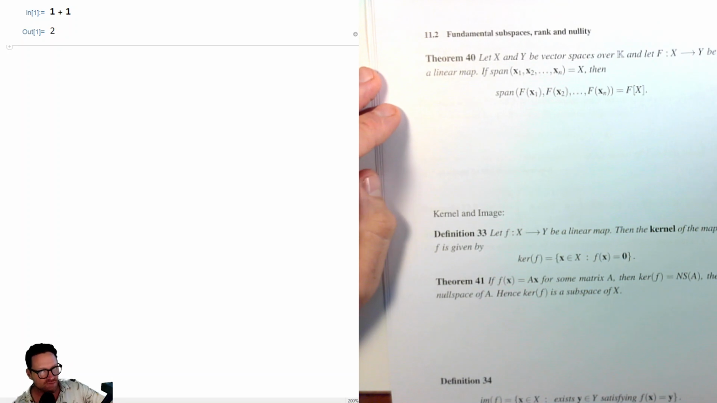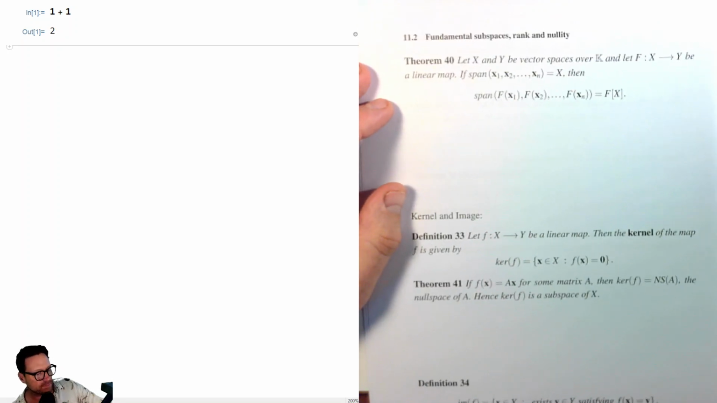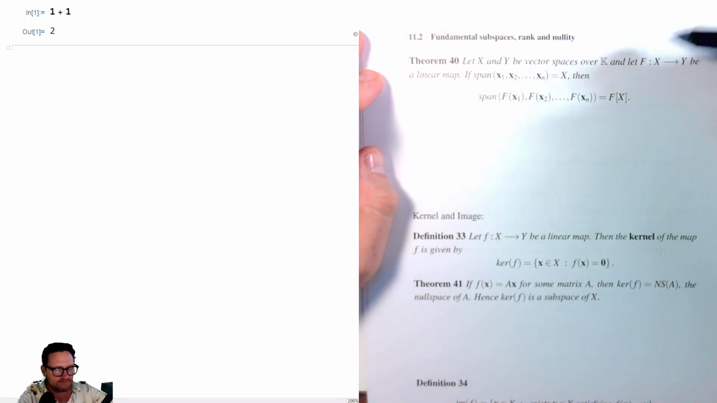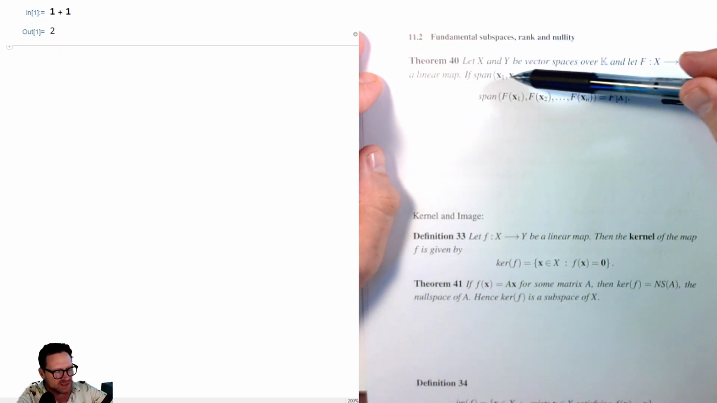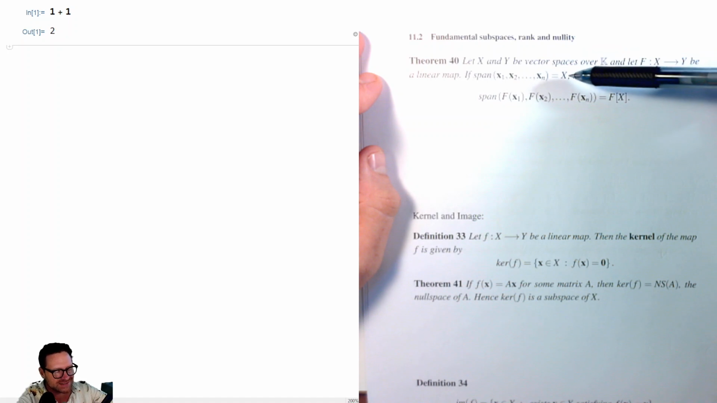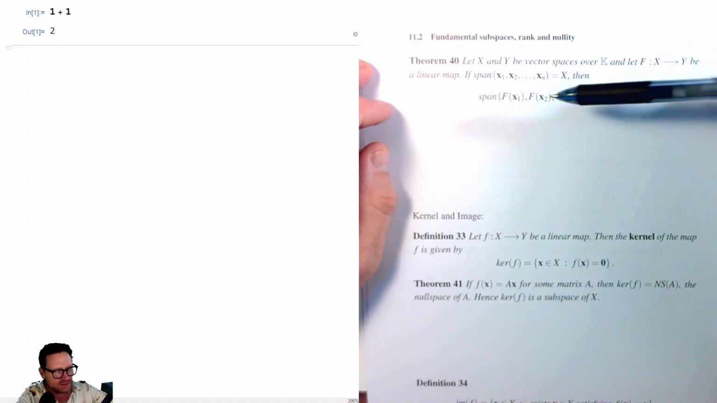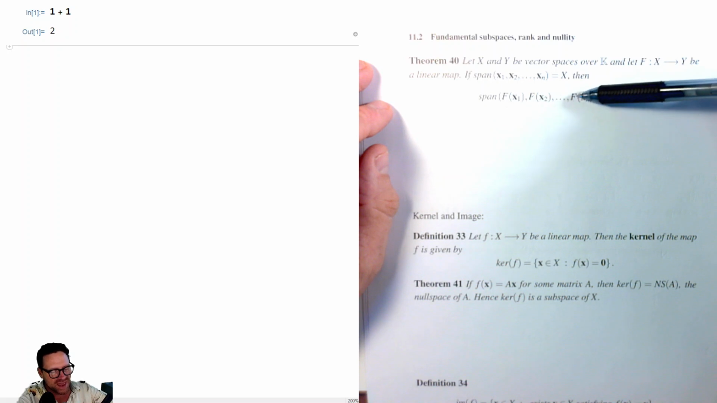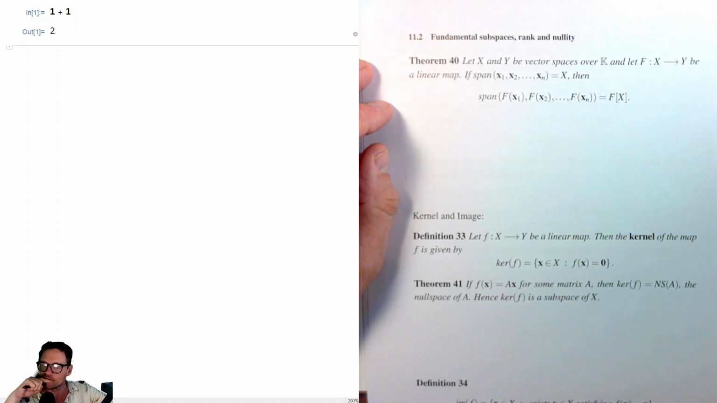Fundamental subspaces, rank, and nullity. Let X and Y be vector spaces over the field K. Let f map X to Y be a linear map. If the span of x1, x2, up to xn is equal to X, then the span of f of x1, f of x2, dot dot dot, up to f of xn is equal to f of X.